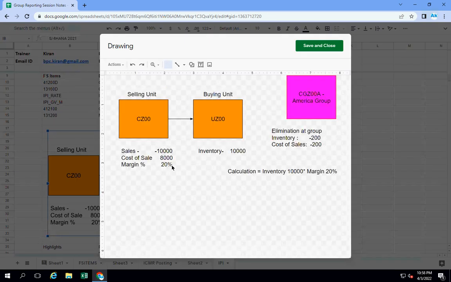Hi Kiran, can we say margin as a markup also, because some clients say markup, right? Yeah, markup only. Both are the same. Correct.